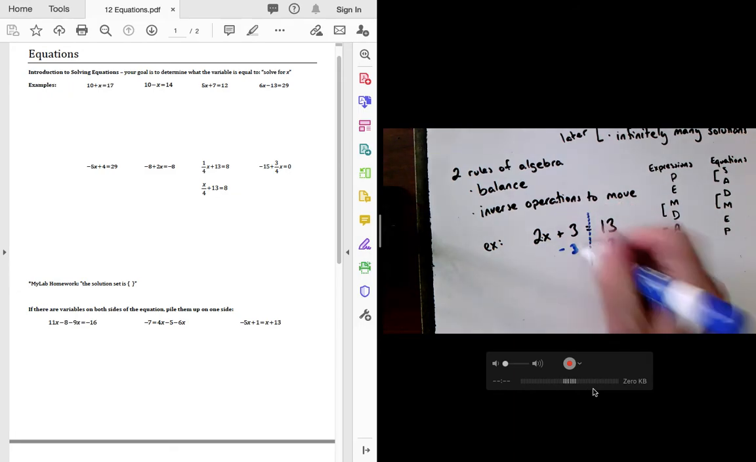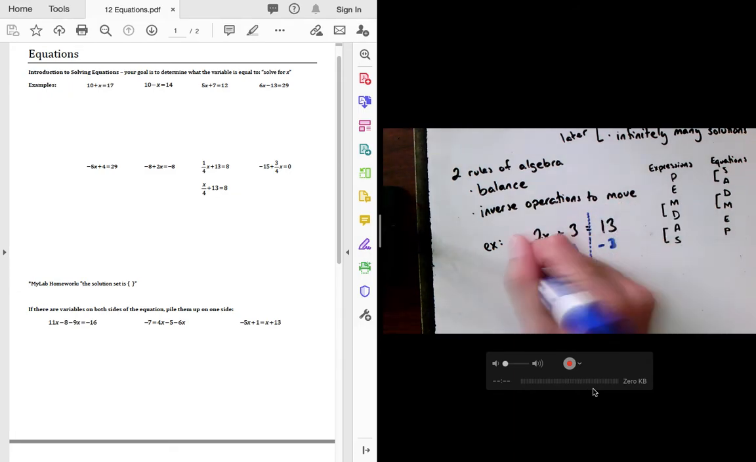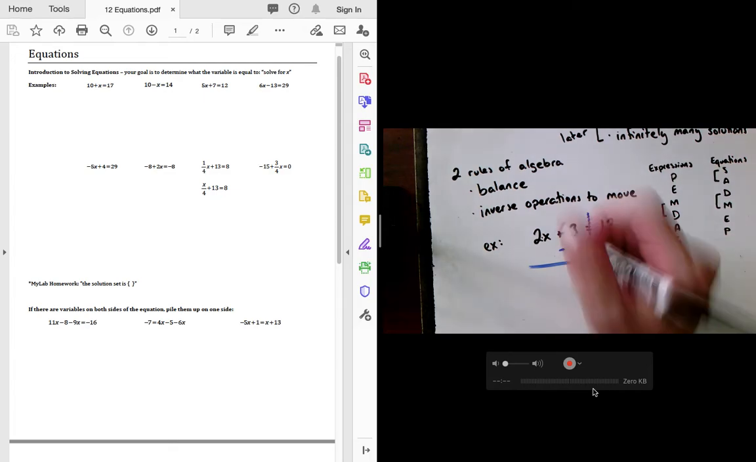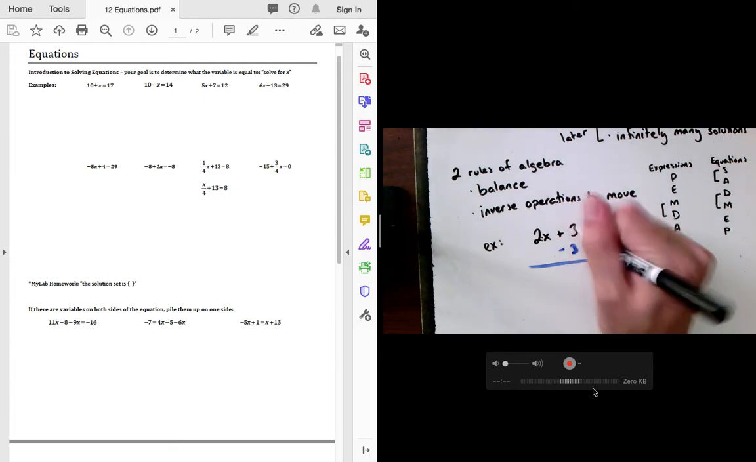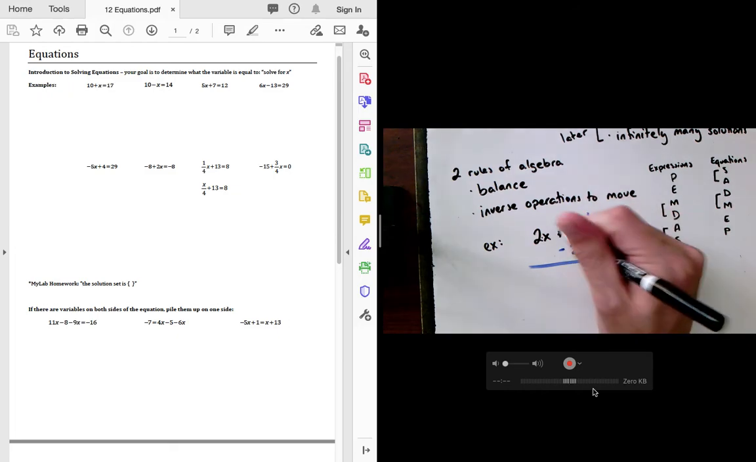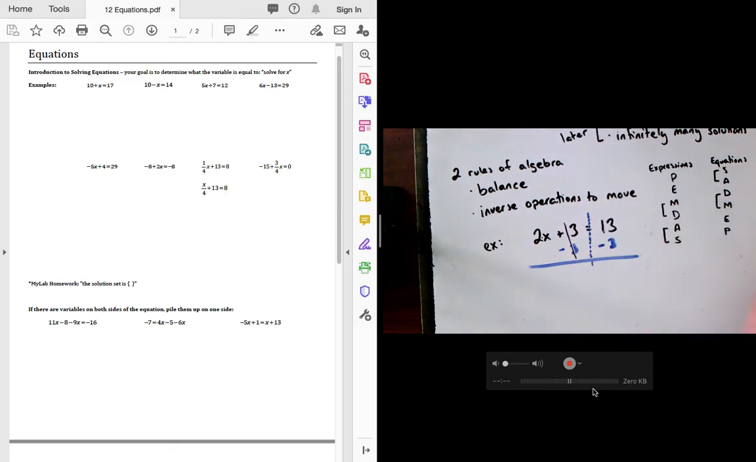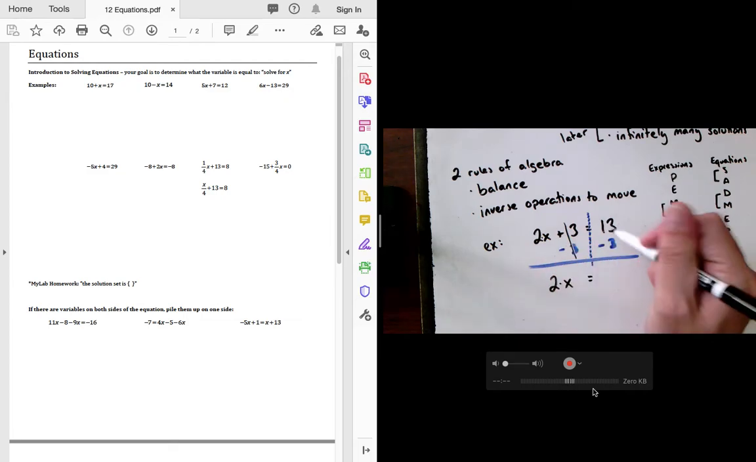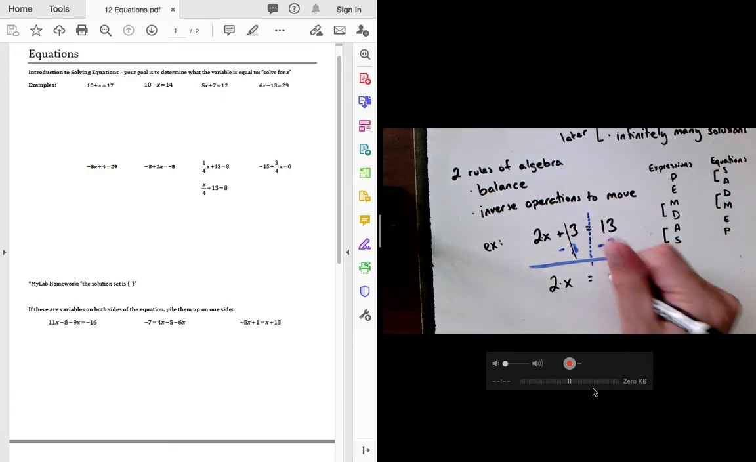Remember, if I do it on this side, I have to balance it out by doing it on the other side. The goal of subtracting 3 is to get rid of this number over here on the left. A plus 3 minus 3 is really just a 0, and so all I have left on the left-hand side is 2 times x. On the other side, I combine these like terms. 13 minus 3 gives us 10.